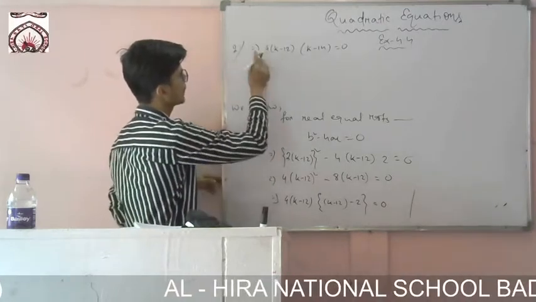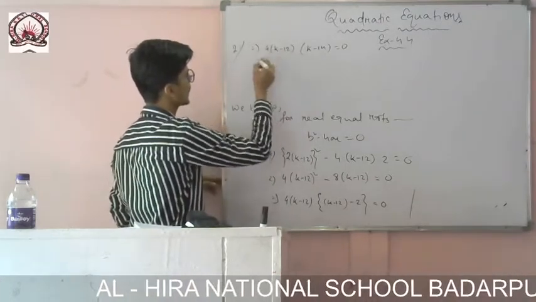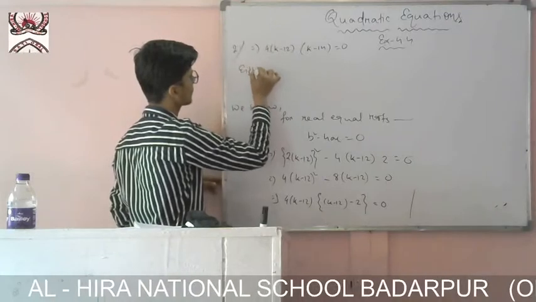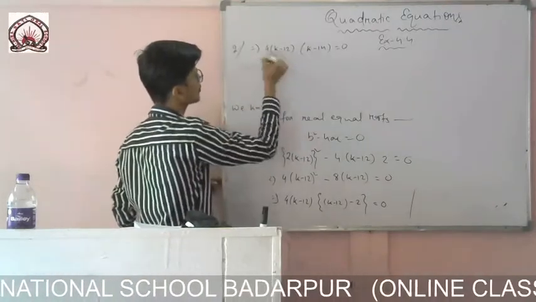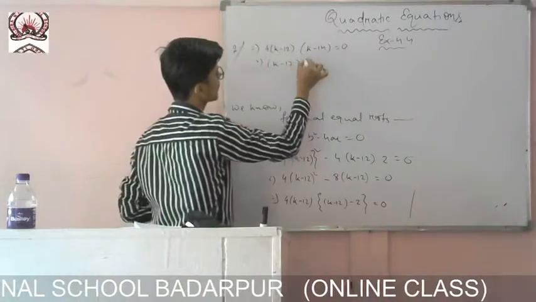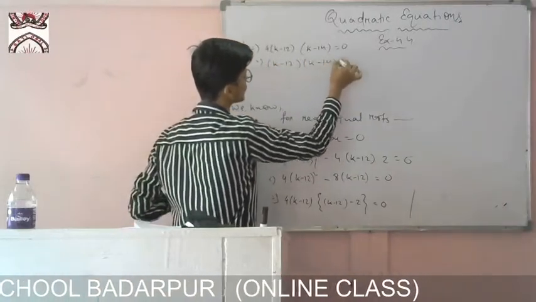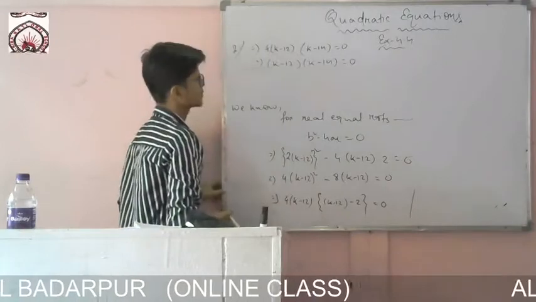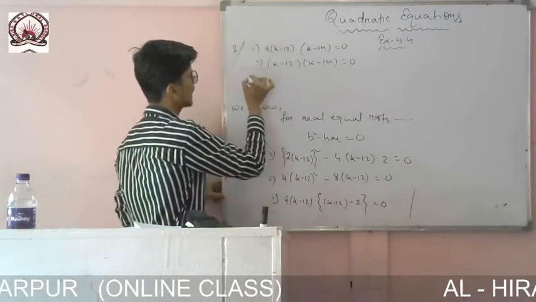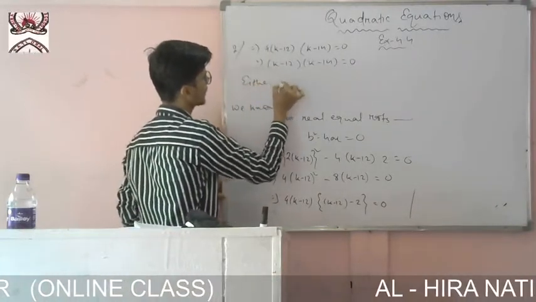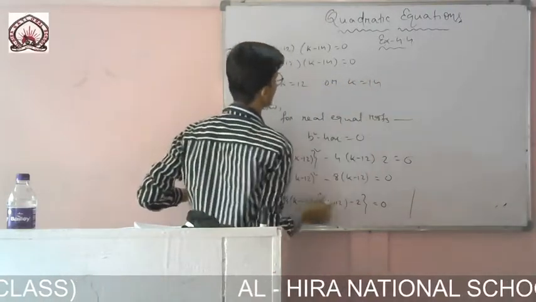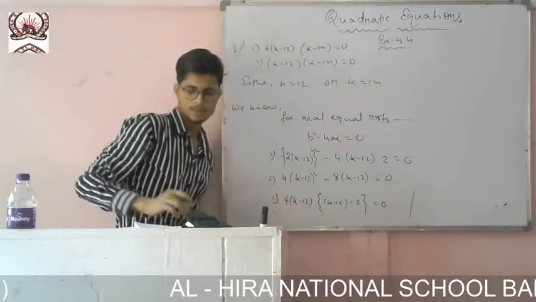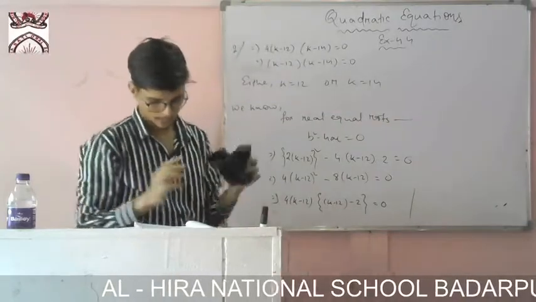So all are the factors. So if I take like this, either, you see here, this 4 if I bring it here, it will be gone. So k minus 12 and k minus 14 left. So now you see one thing, either k will be equals to 12 or k will be equals to 14.